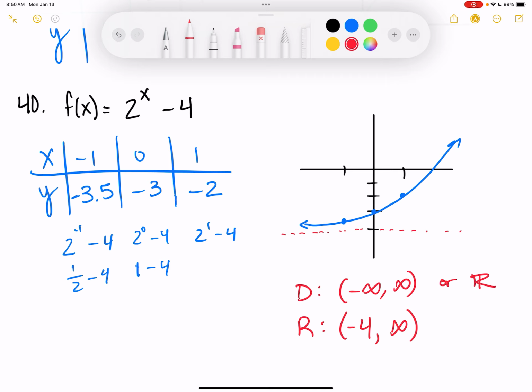I don't think I normally put this on the quiz or the test as far as domain and range, but I do want you to be familiar with it. If you go on and take pre-cal next year, you would need to be able to know that.